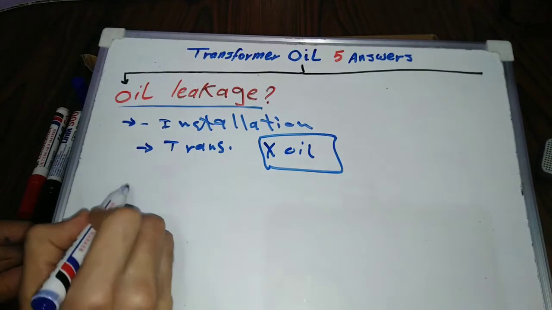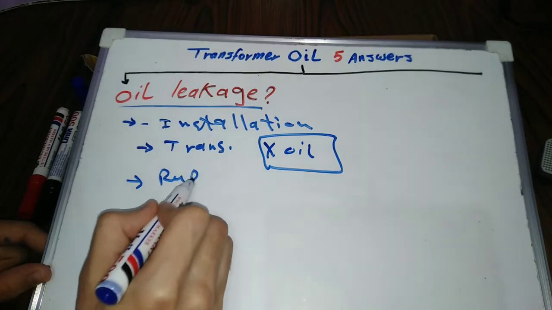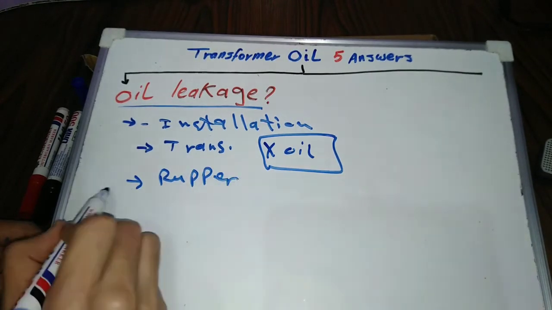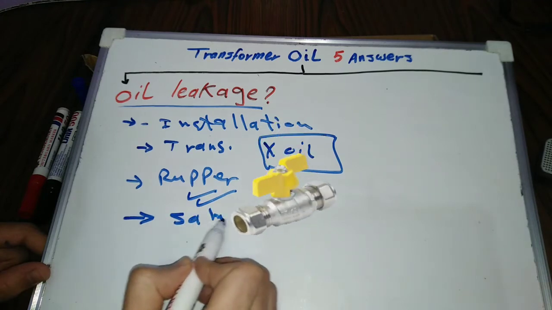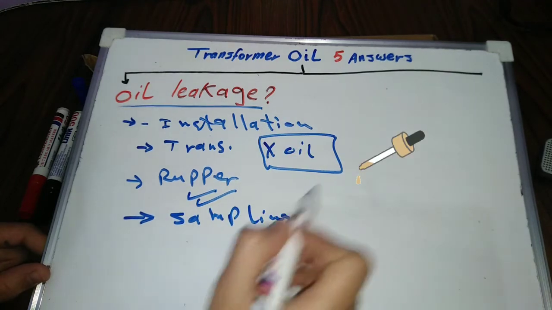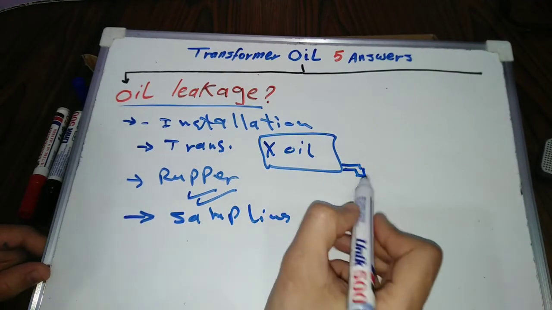Rubber seals damage. We see this leakage in aged transformers. The old rubber seals get damaged due to heat and cold conditions. Oil sampling valve leakage. This is a very common leakage source. Always check it regularly.